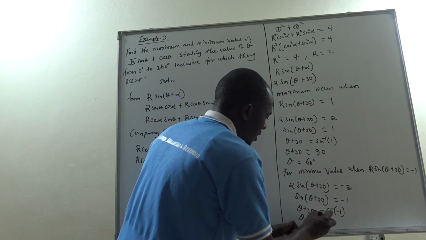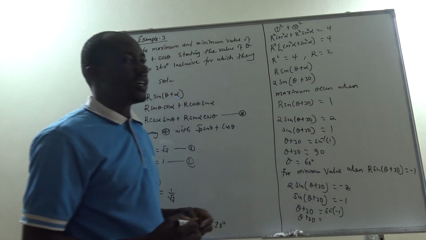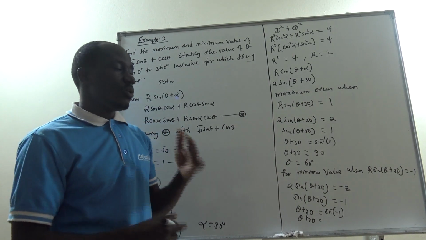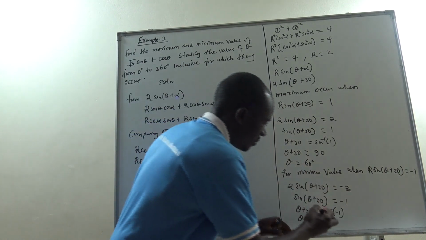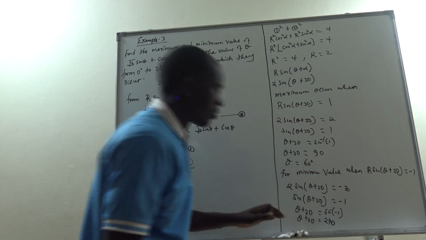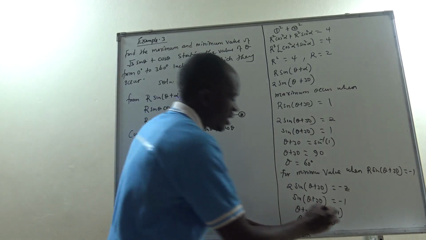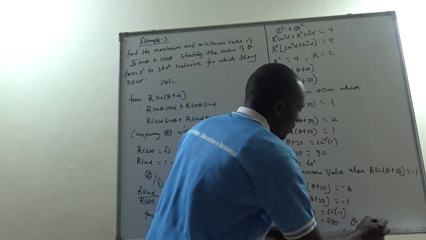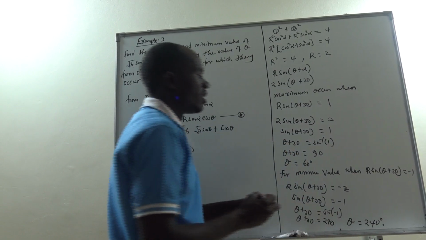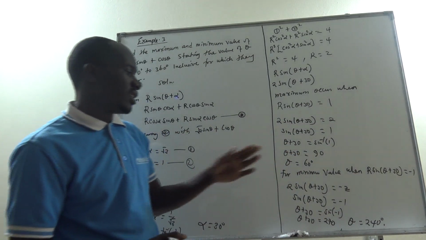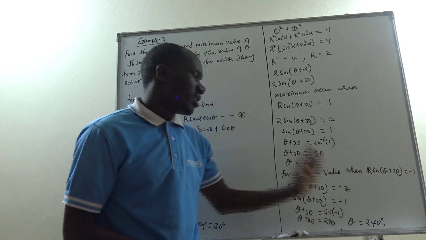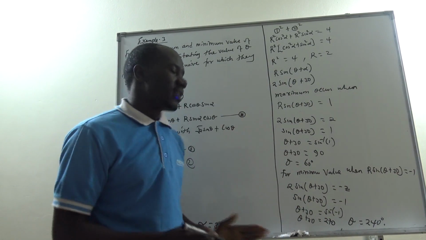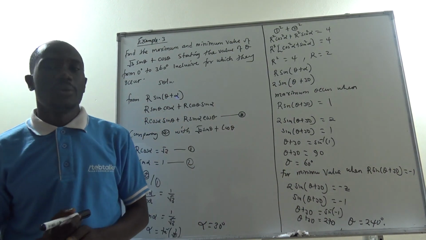Theta plus 30 equals, what is the sine arc of -1? It is giving you -90. We look at the quadrant, which automatically becomes 270 to look for the positive value. So what is theta? Theta alone will be 270 minus 30. We are coming out with 240 degrees. So the values where it occurs for theta is 240 when it is a minimum, and 60 when it is the maximum. That's how we get those.